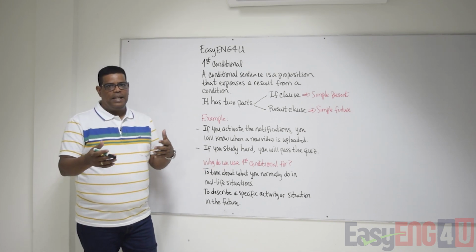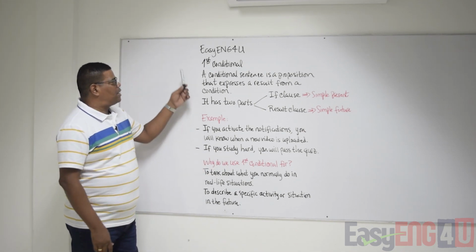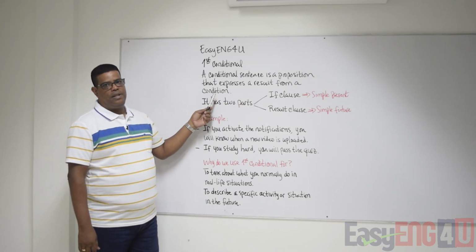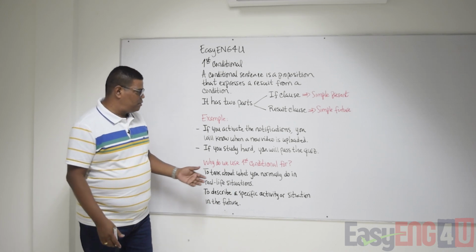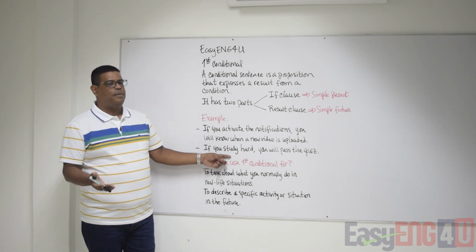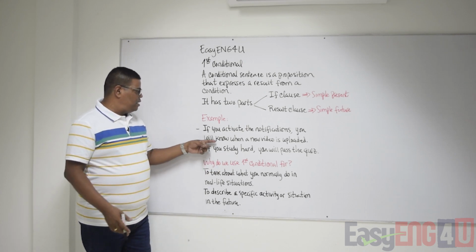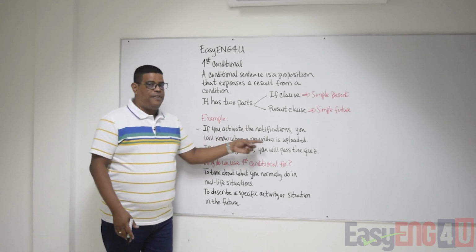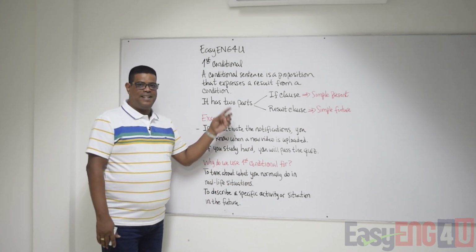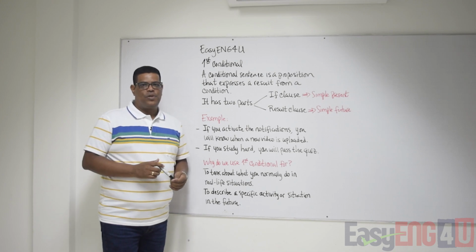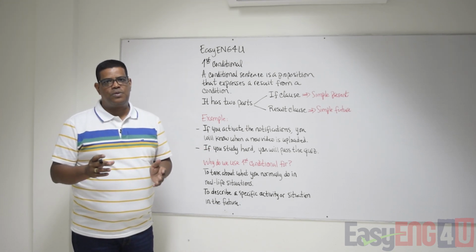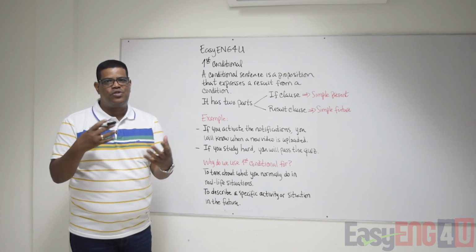This is what we defined at the very beginning. A conditional sentence is a proposition that expresses a result from a condition. What is the condition so you can pass the quiz? You study hard. What is the condition so that you find out about the new videos that we upload every week? Well, that you activate the notifications button. As you can see, this is not difficult. It's something that you need to understand.